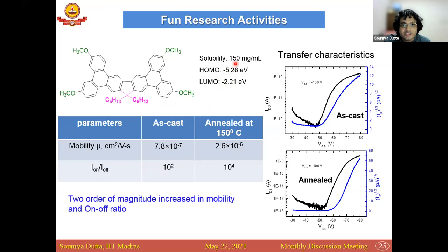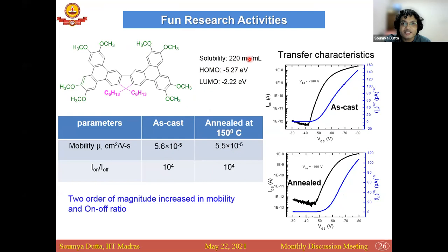Okay, the solubility was an issue, so he tried something, because the film was not coming out very good and the solution was not very uniform. To get better solubility, he made some changes. What he saw is that even annealed and as-cast films are almost similar. So there was no change in the film morphology, and the mobility was quite sustained at this number.